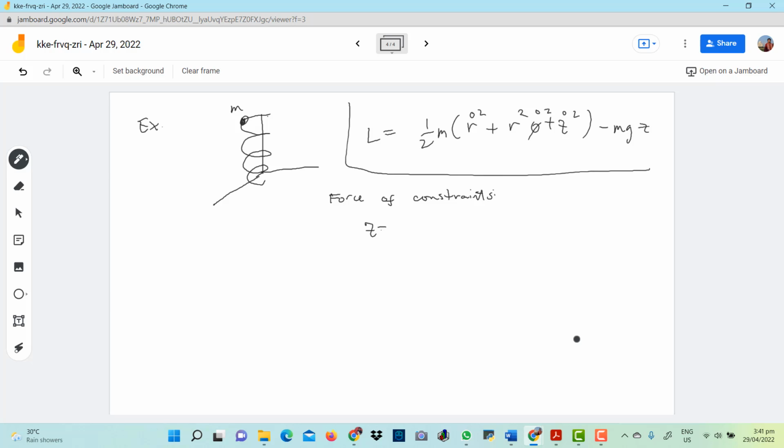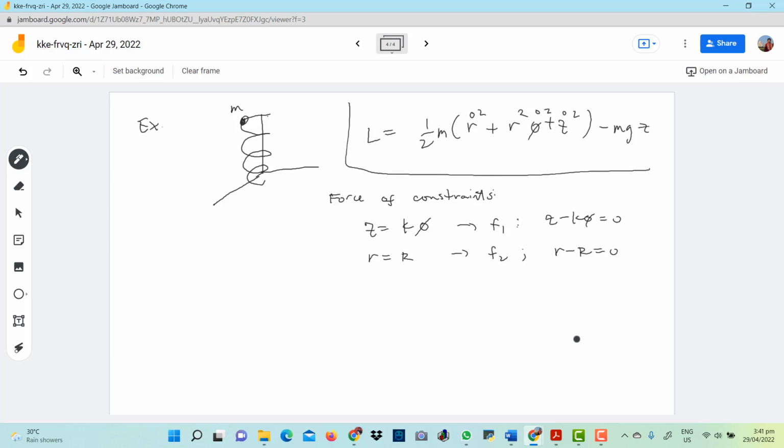So z is equal to k phi, and R is equal to R. So in this case, I have F1 and F2, where F1 is z minus k phi equal to 0, and the other one is R minus R.